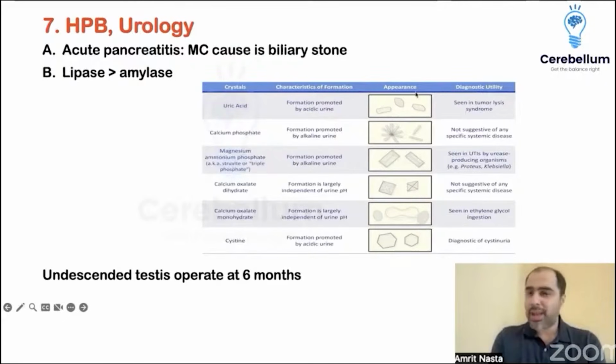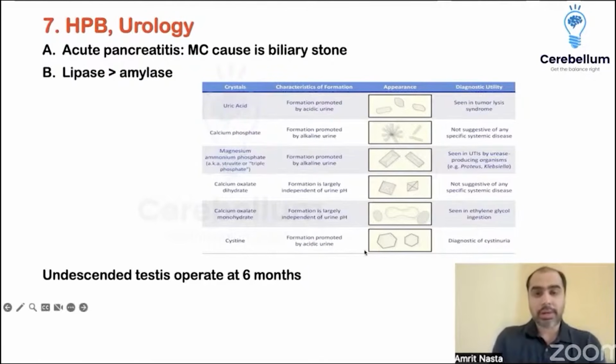Uric acid, they have variable shapes. They are pleomorphic. Usually they are going to be rhomboid or four-sided. And cystine are hexagonal. These are the ones you should know. And in this, remember, triple phosphate are formed in infected urine. Cystine are hard stones. They are resistant to shockwave lithotripsy.